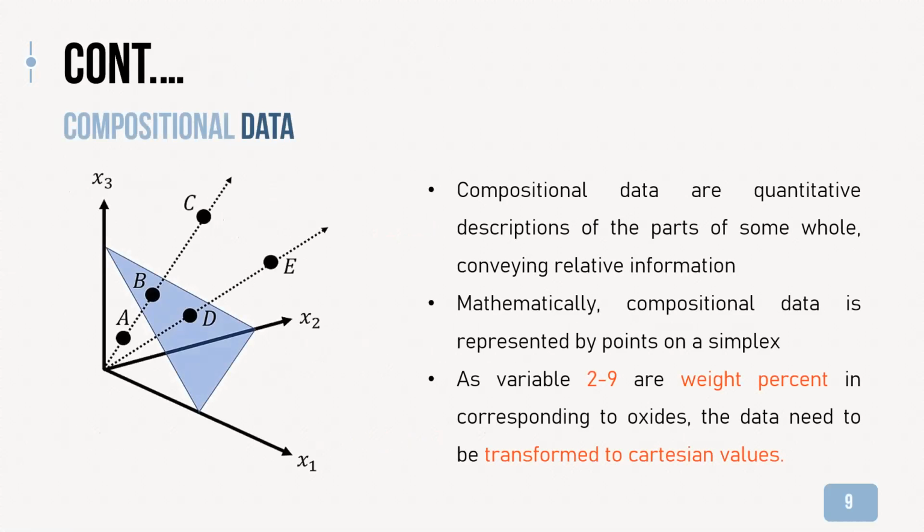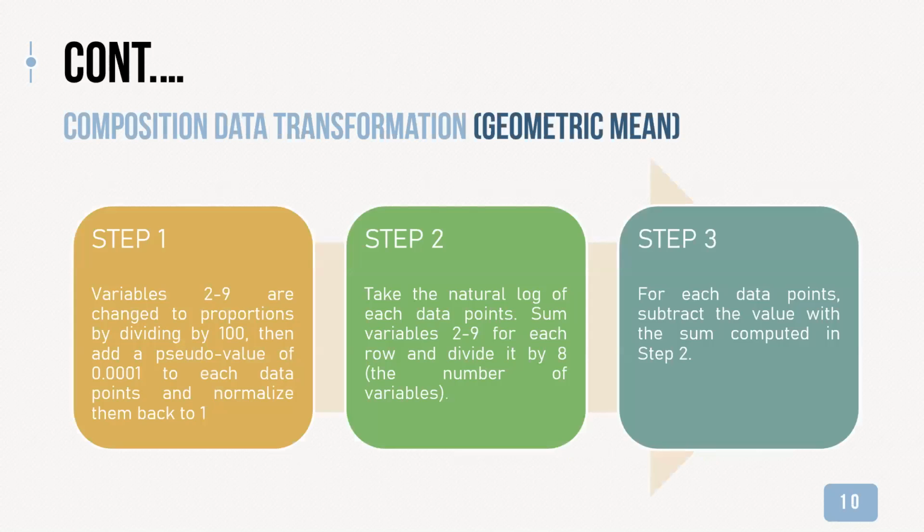Okay, so about compositional data, it is not on the Cartesian kind of space. They are like the quantitative distribution of the parts of some whole, relative information. So we have to pre-process this kind of data. Actually, it depends. In this case, because we want all the variables to be in the same numerical space, we will transform the data according to these steps, where we will take their geometric mean.